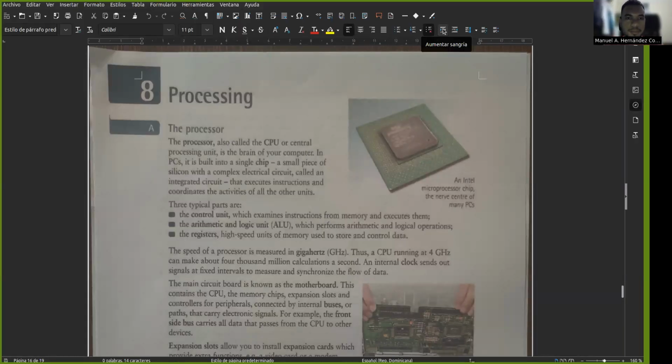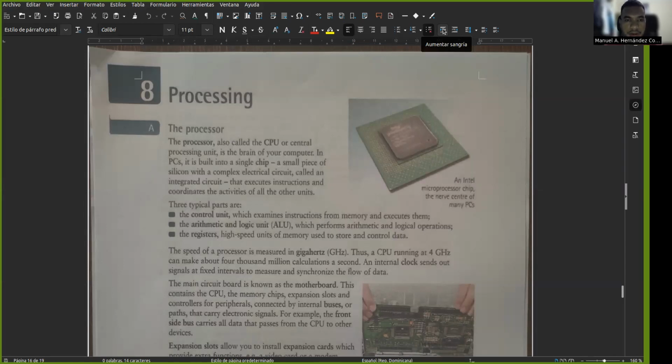Unit 8, processing. The processor. The processor, also called the CPU or central processing unit, is the brain of your computer. In PCs, it is built into a single chip, a small piece of silicon with a complex electrical circuit called an integrated circuit that executes instructions and coordinates the activities of all the other units.